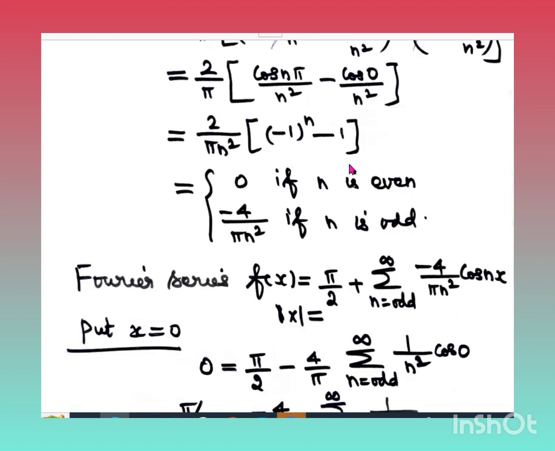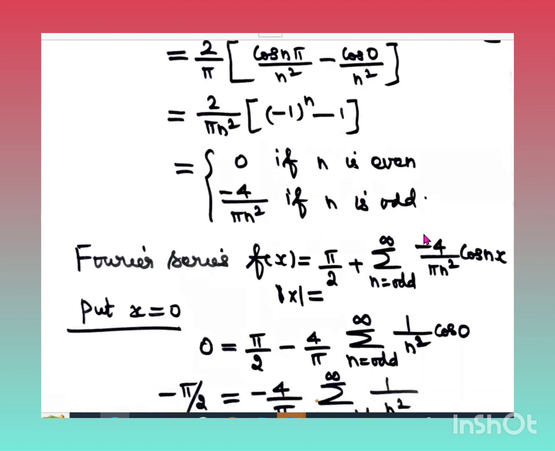If n is even, minus 1 power n: if you are taking n as 2, 4, 6, the value will be minus 1 square, minus 1 power 4, minus 1 power 6. The value is 1. 1 minus 1 is 0. So if n is any even number, the total value will become 0. If n is odd, minus 1 power 1, minus 1 power 3, minus 1 power 5, it will become minus 1. Minus 1 minus 1 is minus 2. Minus 2 into 2, minus 4. So minus 4 divided by pi n square if n is odd.